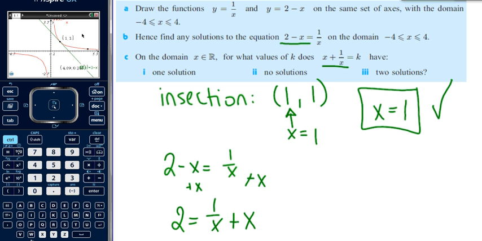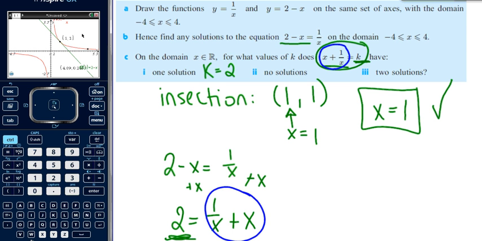So one of the values for k that's going to give us 1 solution, we know, is when k equals 2. Notice how this constant is equal to this constant because we've got x plus 1 over x, x plus 1 over x. We know when k equals 2 and the other side of the equation equals 2, we got just 1 solution. We had 1 intersection of those functions. And there also happens to be another one.